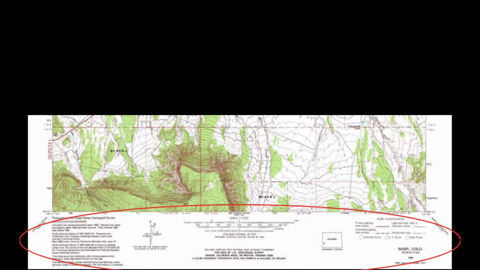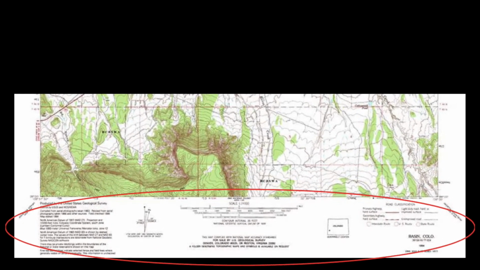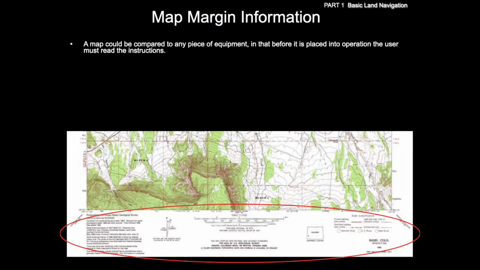So this is the bottom portion of a military map, topographic map. A map can be compared to any piece of equipment in that before it is placed into operation, the user must read the instructions. So we're talking about these being our instructions for the map. It is important that you know how to read these instructions. Honestly, when you first see it, it's like Greek. So that's why we have these sweet PowerPoints.